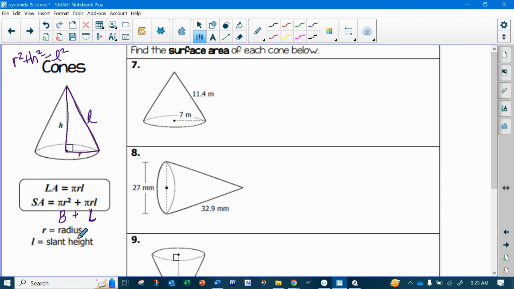All right, so all we need is an r and an L. Notice every one of these formulas has an r or an L. So all I need is a radius and a slant height. My radius is 7. My slant height is 11.4. Plug and chug. Just type it in. Lateral is pi r L. Pi times 7 times 11.4, and then just type it into your calculator.